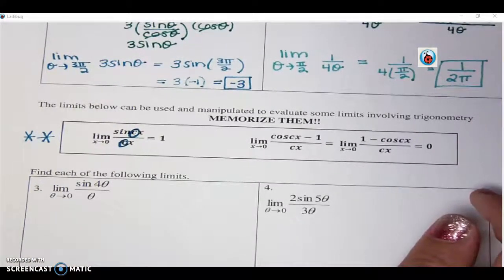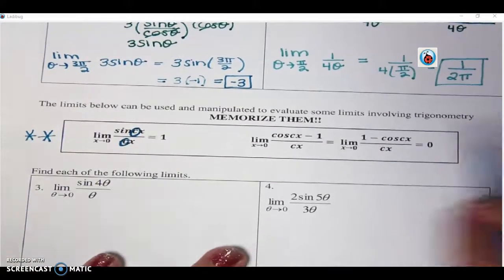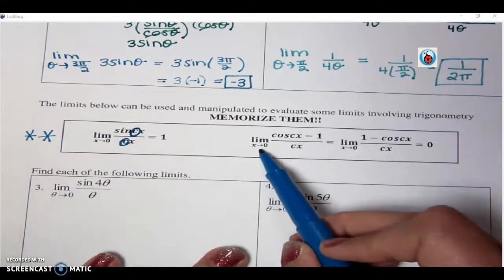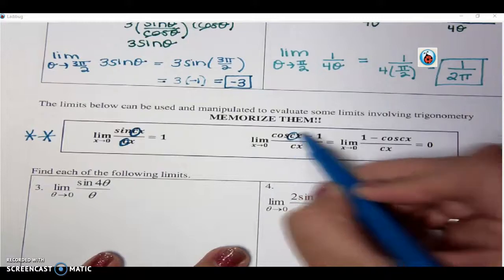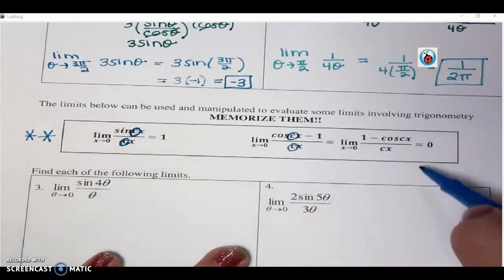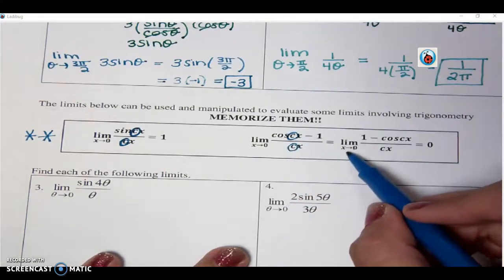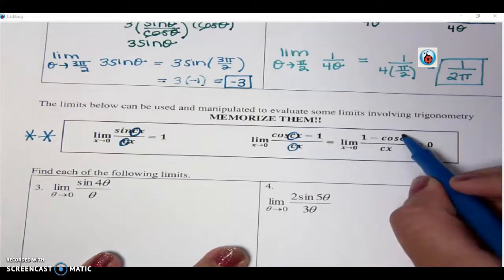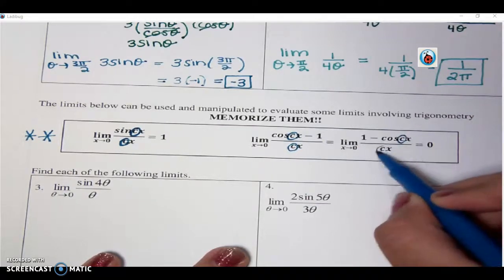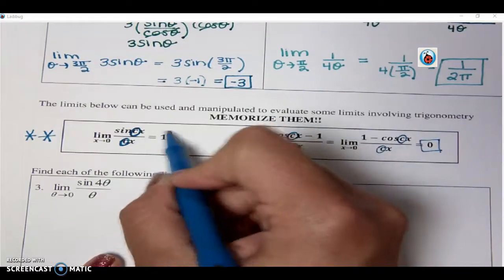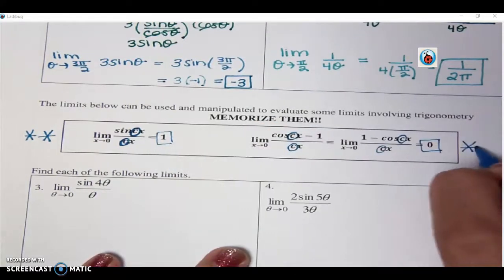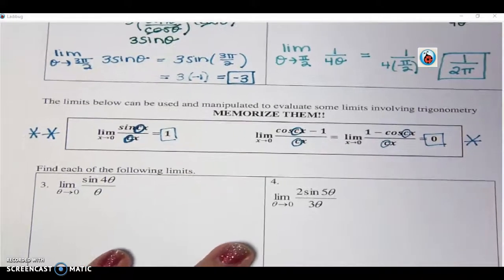The other one here, with cosine, is not as common, but sometimes it will be. So the limit as x approaches 0 of cosine of cx minus 1 over cx, or the limit as x approaches 0 of 1 minus cosine of cx over cx, is going to give you 0. So not as common, but you'll still see it sometimes. So you need to make sure that you have that memorized.